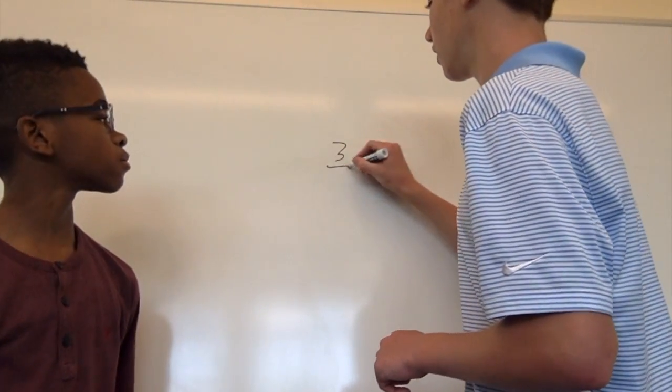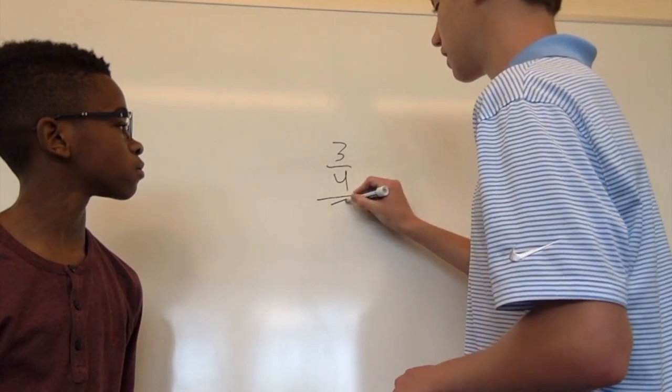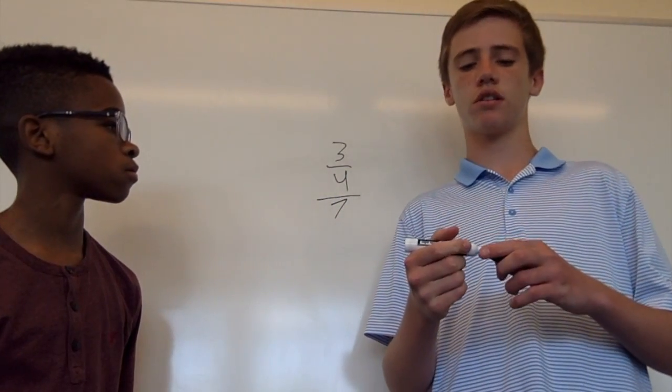Today we are going to teach you about complex fractions. So complex fractions are fractions where either the numerator or denominator has a fraction in it. So for example, when you have a fraction like 3 over 4 over 7, it is a complex fraction.